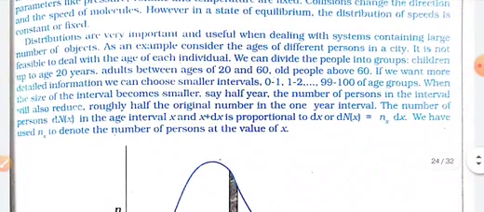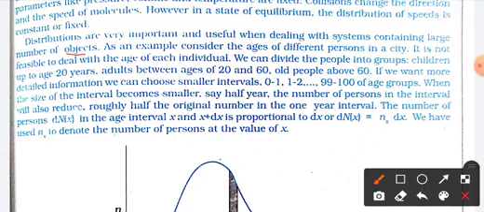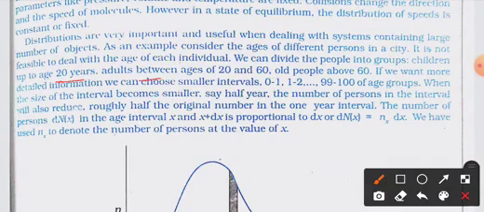Distributions are very important and useful when dealing with systems containing a large number of objects. For example, consider the ages of different persons in a city. It is not feasible to deal with the age of each individual. We can divide the people into groups: children up to 20 years, adults between 20 and 60 years, and old people above 60 years. If we want more detailed information, we can choose smaller intervals: 0 to 1, 1 to 2, and so on up to 99 to 100. So this can be a distribution on the basis of different age groups.